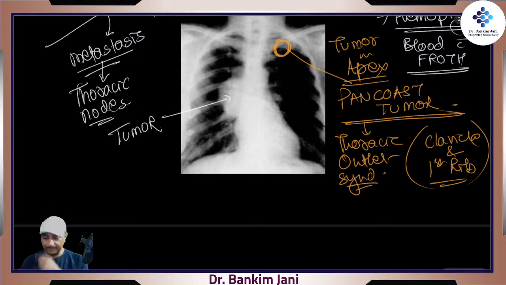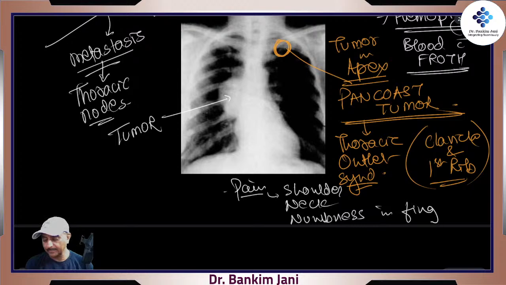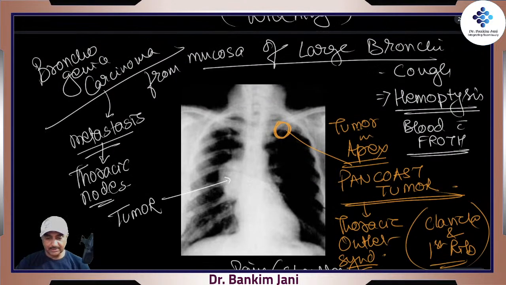Now, when that happens, classically there would be pain, because there will be involvement of the apex, plus the nerve involvement will come into picture, and immediately it will lead to pain in the shoulder, pain in the neck. Then there would be numbness in fingers, numbness, weakness, all those things would start. So this is what is called the Pancoast tumor.